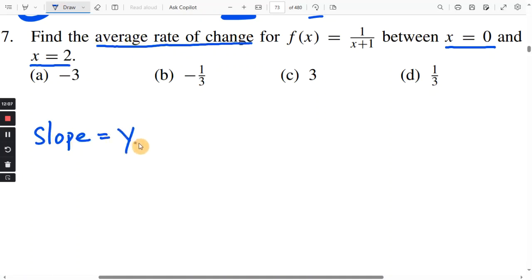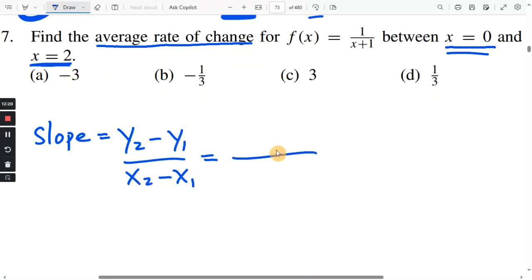And the slope formula is change in y divided by change in x. All right, the x values are 0 and 2. So for the denominator, I'm just going to do 2 minus 0 on the x's. All right, for the numerator, the y values, you have to plug in these x values in the function. So for x equals 2, the y coordinate is f of 2. And for x equals 0, the y coordinate is f of 0.